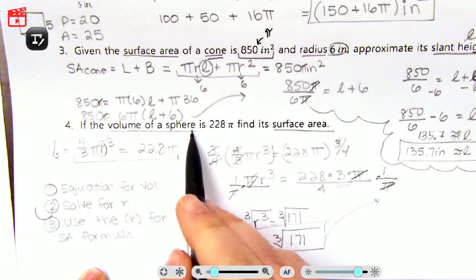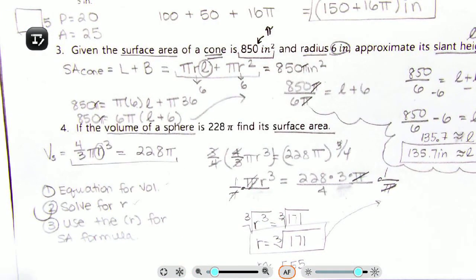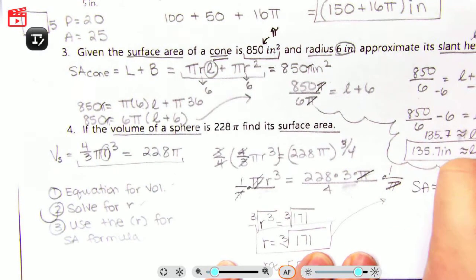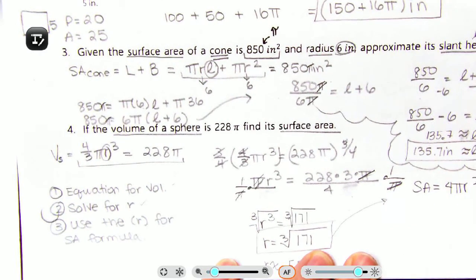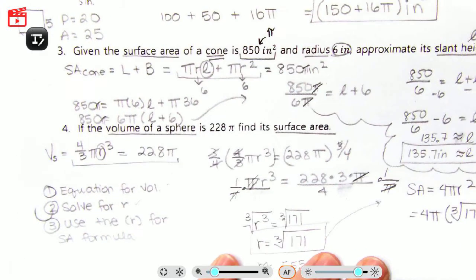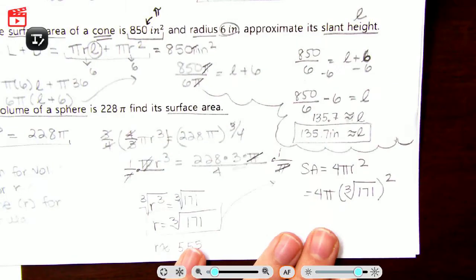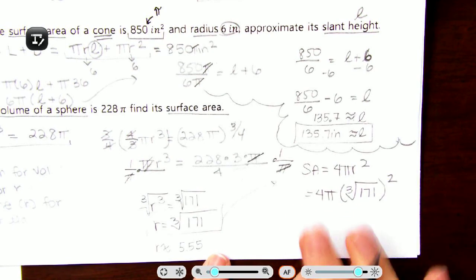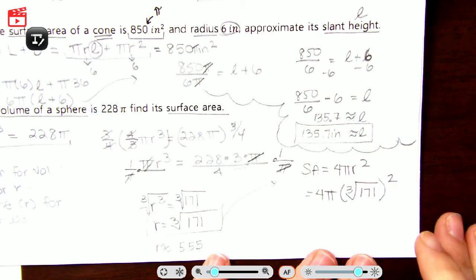And again, of a sphere. So the surface area formula of a sphere is 4 pi r squared. So we have 4 pi, our radius is cube root of 171, squared. And then again, if you're wanting to leave your answer in exact form, if it's asking for exact form, this is exact form. You would leave this. Don't do anything else to it.